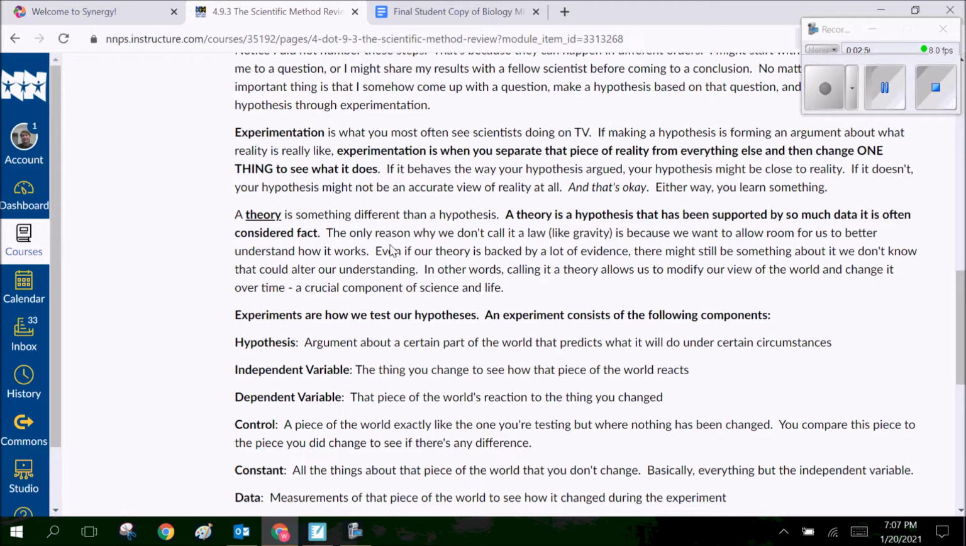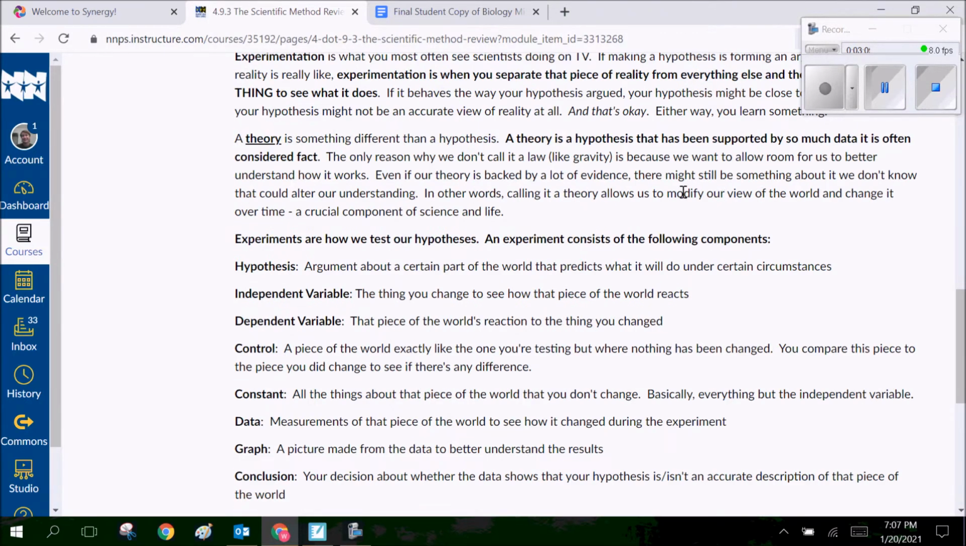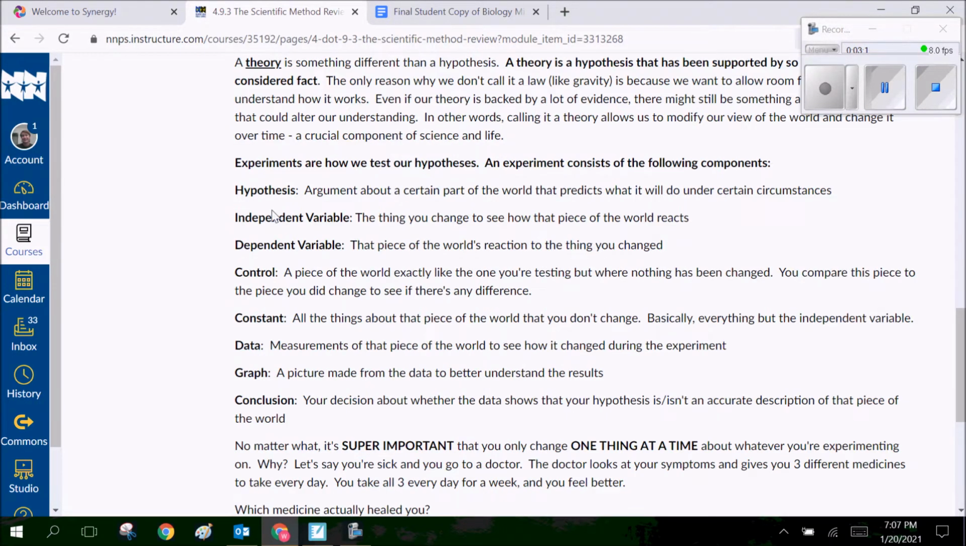Well, the reason we don't make it a law is because scientists have been burned in the past about saying that they understood everything about something, and so we tend to be very careful. And we say it's a theory because it's fact, but there are still some things we might be able to learn about it that would change our perspective on it a bit, okay? So basically we could have a more nuanced view with more data. So we're always allowing for our view of the world to change, and that is an important part of science and life.